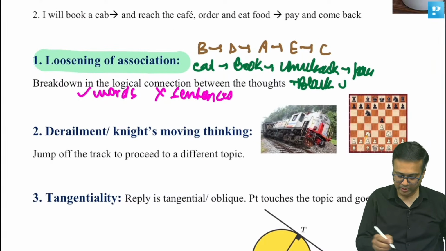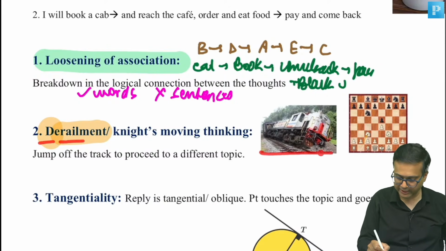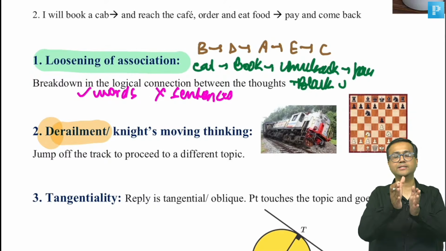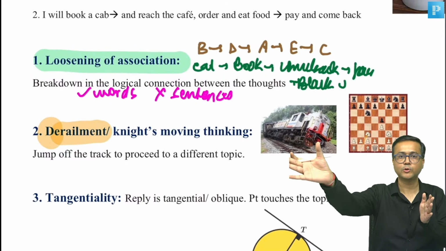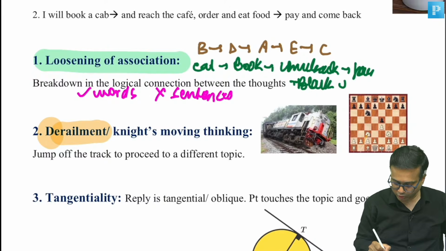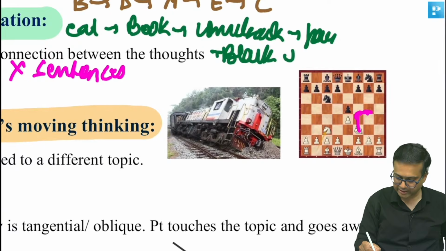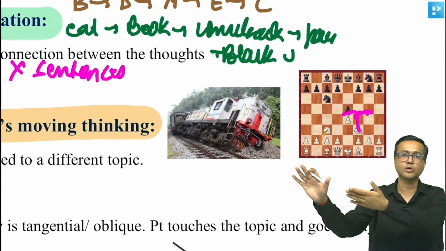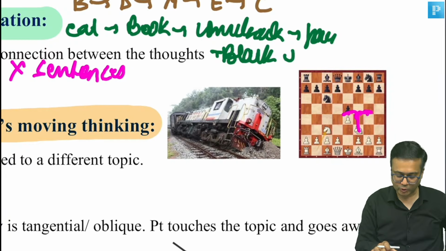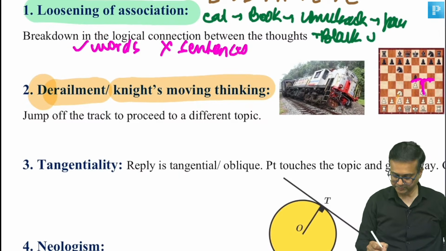Let's move on. This is derailment. Beta, what do you mean by derail? So a train, can you appreciate, is moving on track and suddenly it gets derailed. Patri se utar jana, jumping off the track to proceed to a different topic, or also sometimes known as knight's move thinking. Beta, how does a horse move on the chessboard? It goes straight and then suddenly takes a right or left. So the patient is on the topic for some time, suddenly he jumps off the track, goes to a new topic. Beta, this is derailment. I hope this is clear to everyone, beta.